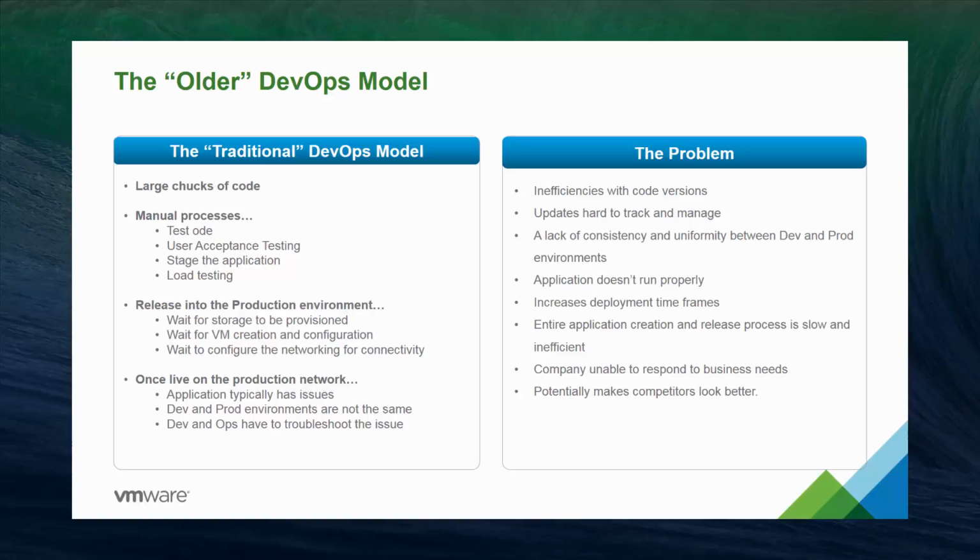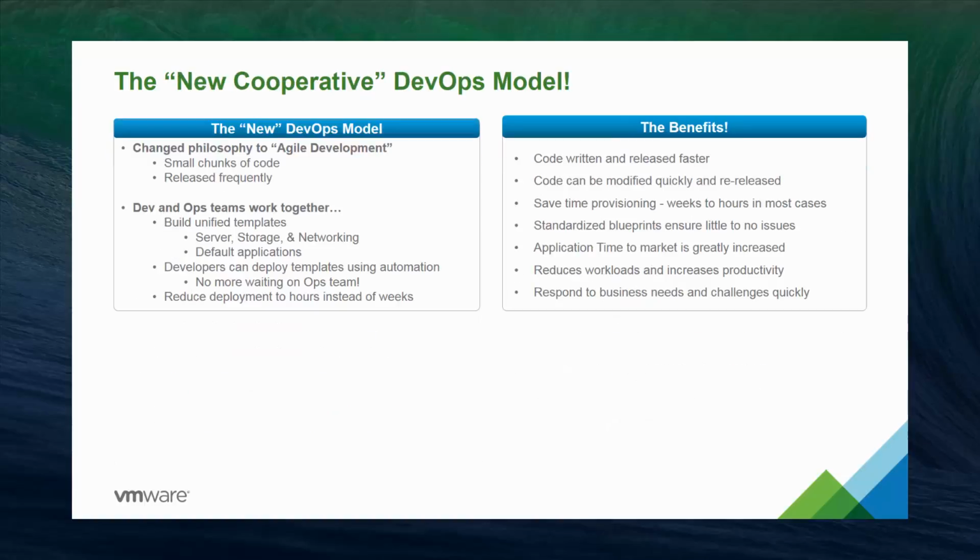And finally, when you combine all of these, this causes the company to not be able to respond to their business needs quickly, and is going to potentially make their competitors look better or be able to beat them to the punch and get things out into the market quicker. So let's take a look at what we call the new cooperative DevOps model.